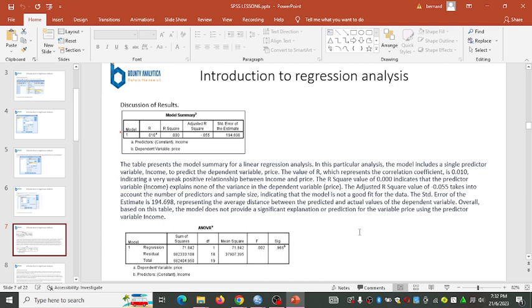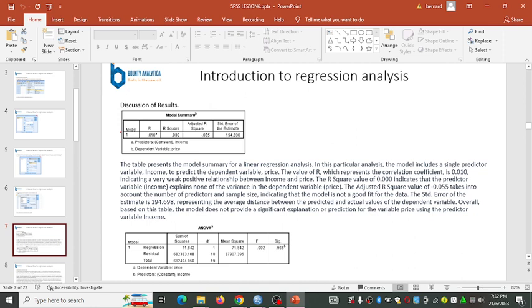This correlation is positive because the value of R is positive, right? So you can get it even when it is negative. These are the values of R. So this is a weak positive correlation or relationship between income and price.